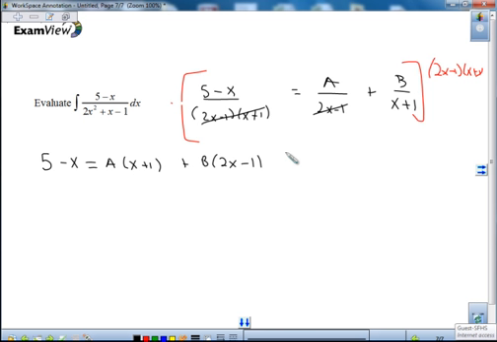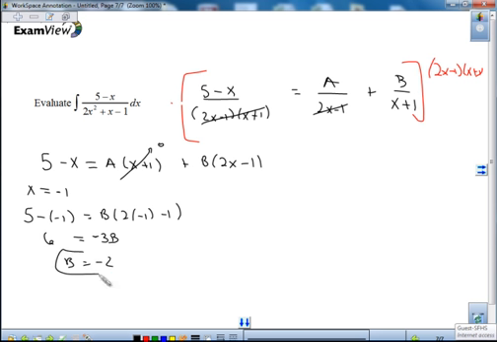So here's an equation that I'm going to solve. The first one is, I'm going to let x be negative 1, because that would make this go to 0. So I have 5 minus a negative 1 equals b times 2 times negative 1. This would be 6, this would be negative 3. So b is negative 2.